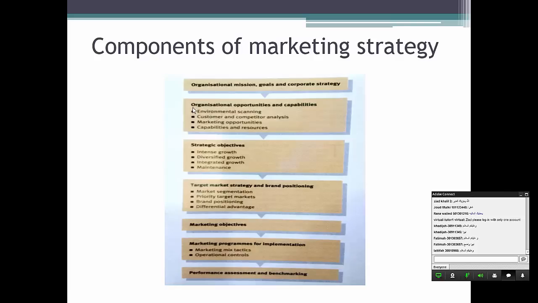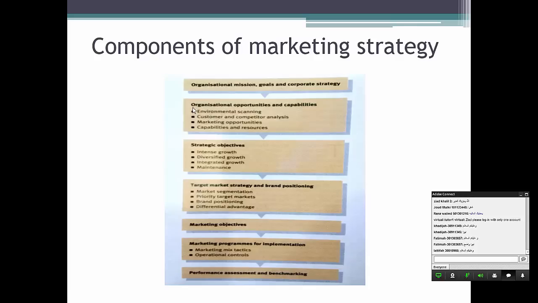Okay, and most of the times the companies outsource this analysis to specialized organizations in order to make sure that they will be more realistic.